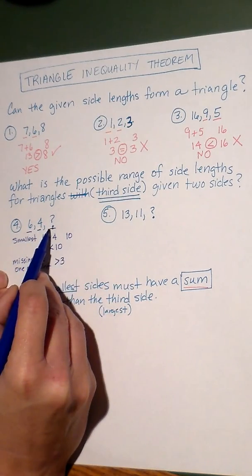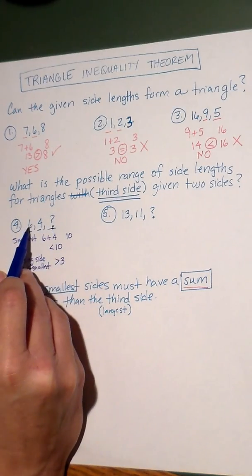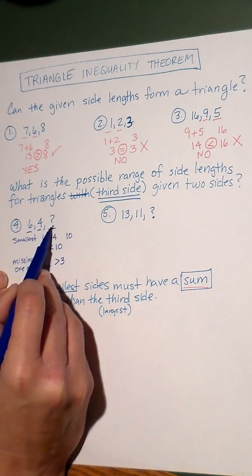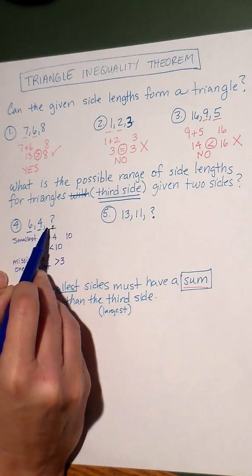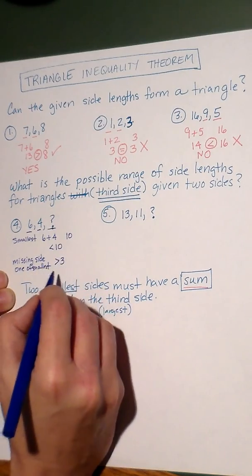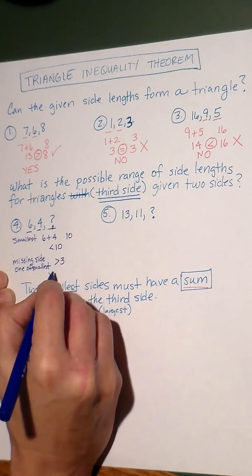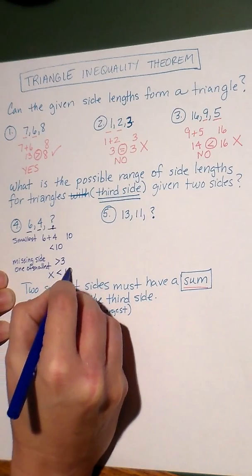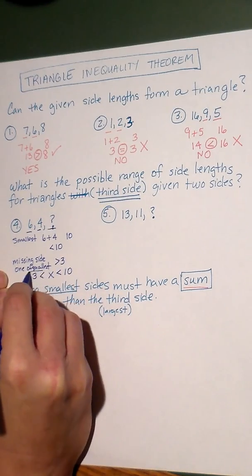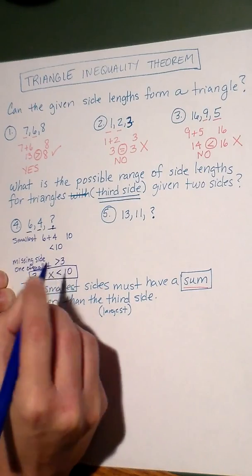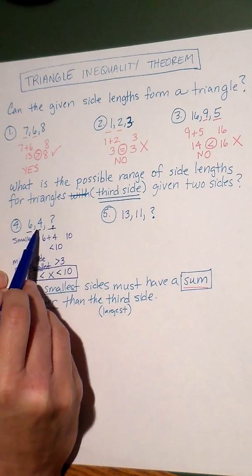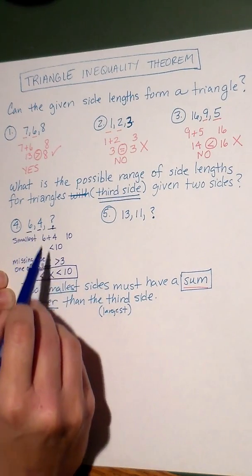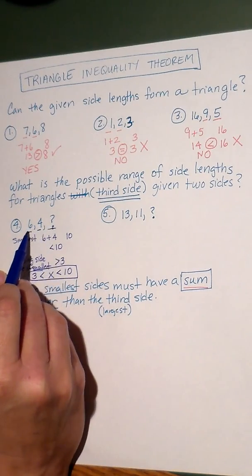This side would have to be something larger than 3, because if it's 2, what happens? 4 plus 2 equals 6. If it's 1, 4 plus 1 is less than 6. So in order for this to be greater than 6, it has to be larger than 3. So your range of values for the missing side x has to be smaller than 10 but larger than 3. It has to be smaller than 10 because it can't be anything larger than 6 plus 4. It has to be greater than 3 because it can't be anything that would be smaller than 6.